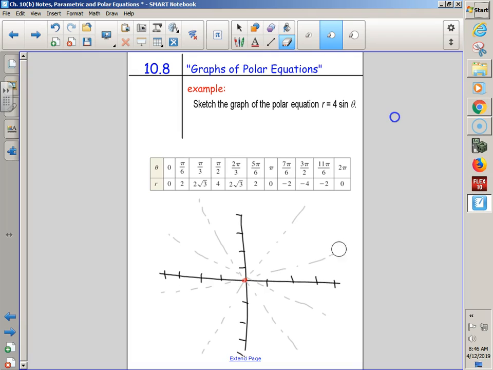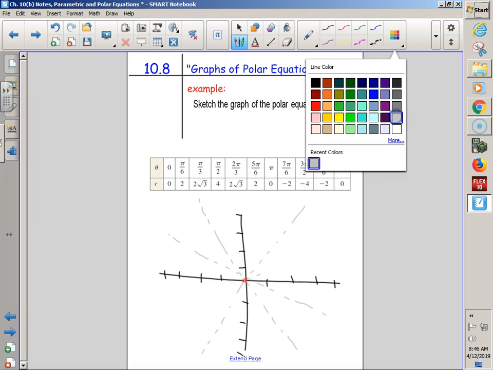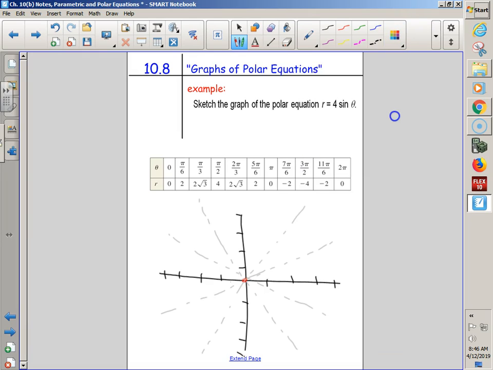Although this pi over 6 seems awfully thin. That looks more like 15 degrees. Let me go change that real quick. Got it. It's a little bit better. All right, here we go.